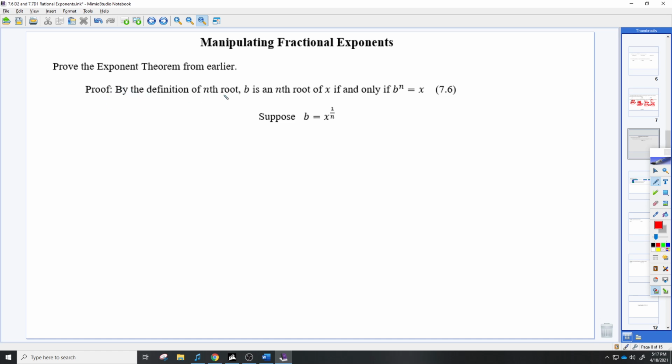So proof, by definition of the nth root, b is an nth root of x if and only if, you remember this wording from last time, b to the n power equals x. We did this with numbers before, but now we have just letters. So b is an nth root of x if b to the n equals x. So let's suppose that b equals x to the 1 over n. All right, I'm going to go ahead and rewrite that. So b equals x to the 1 over n.